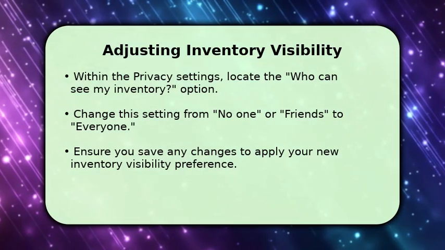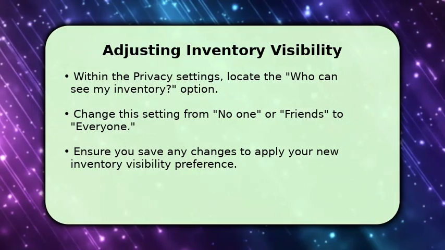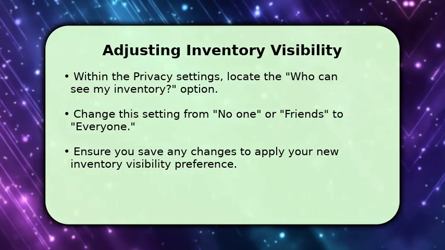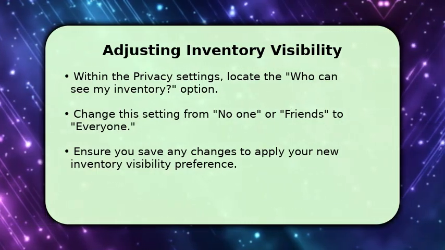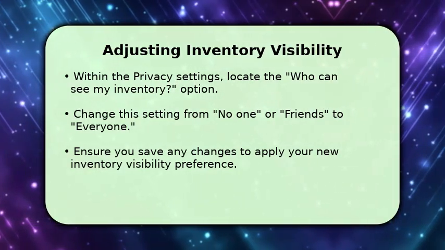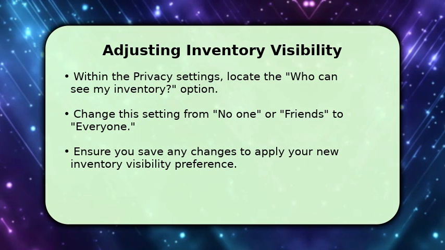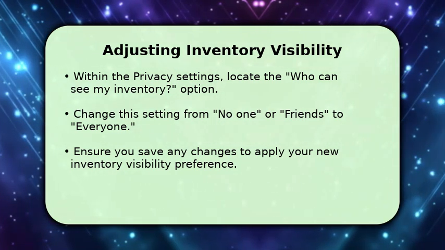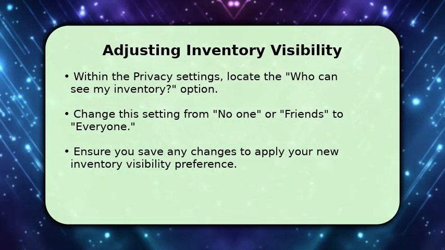Now that you are in the Privacy settings, scroll down until you find the section labeled Who Can See My Inventory. This is where you control who has access to view your items. Simply click on the current setting, which might be No One or Friends, and change it to Everyone. After making this selection, remember to save your changes to ensure your inventory is now publicly visible.